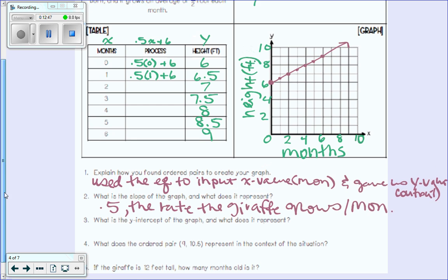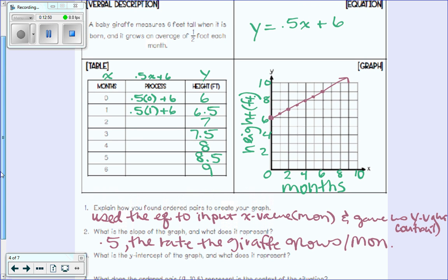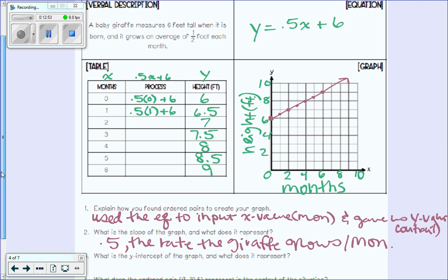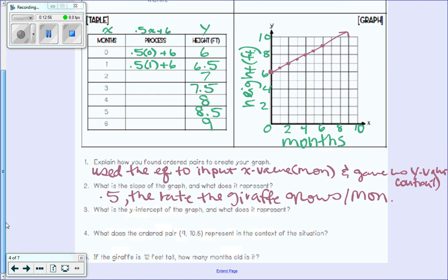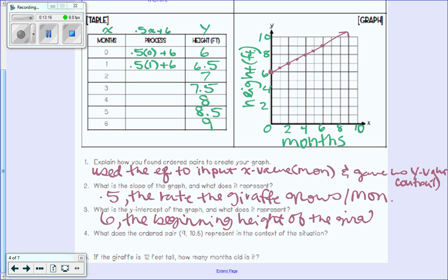What is the y-intercept? That's easier to see in an equation, table, and a graph, right? Yes. So what's our y-intercept? 6. Good. And what does 6 mean? Good. The beginning or the starting height, the initial height of the giraffe. We all have a y-intercept, whatever our starting height was, 19 inches.